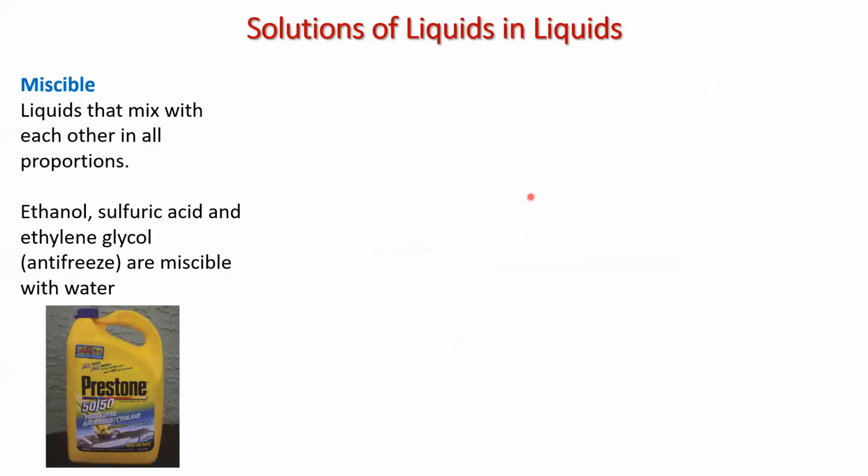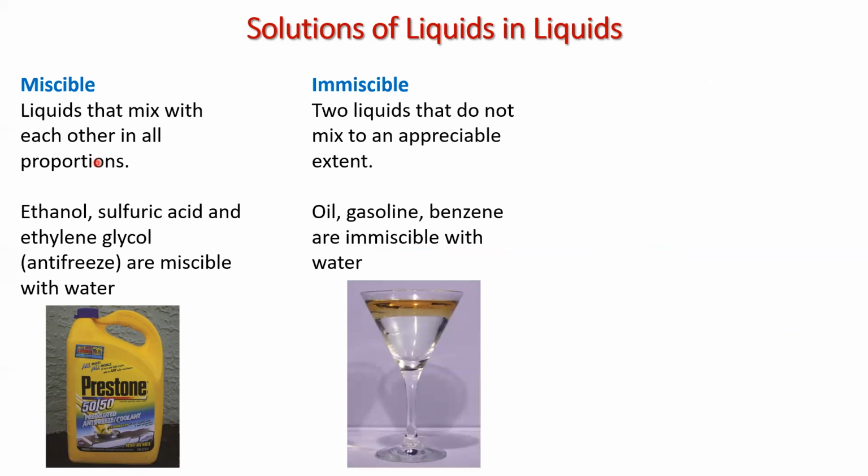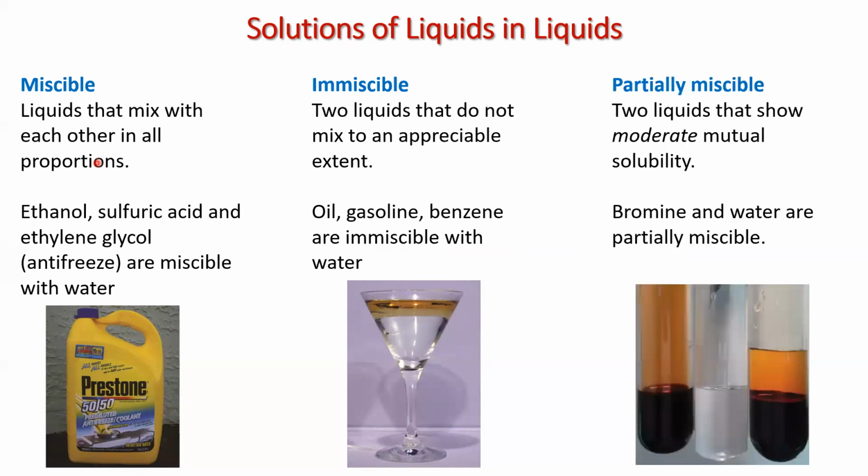Okay, a couple more terms. When we say we're looking at liquids that are miscible, we're saying that they are substances that will mix with other substances. When we say something is immiscible, we're saying that the liquids don't mix together. And then we could have things that are in between. We could say that they're partially miscible.